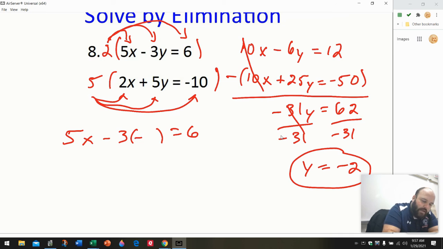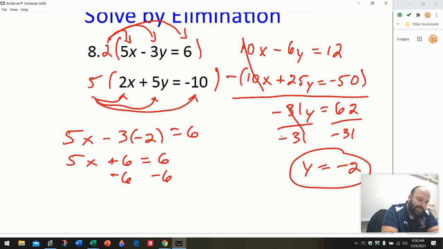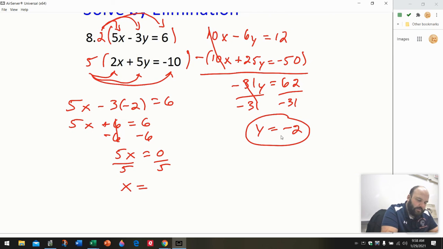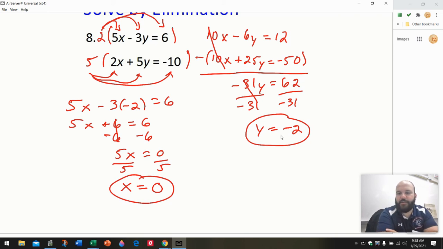Now, in place of the y, I'm going to write -2. And then we're going to multiply. So 5x and then -3 times -2 is +6 equals 6. I will then subtract 6 from both sides, and I get 5x equals 0. And then when I divide both sides by 5, x equals 0. So there's my other value. I've got my x, I've got my y. I'm going to write those as an ordered pair, 0, -2, and I'm done.